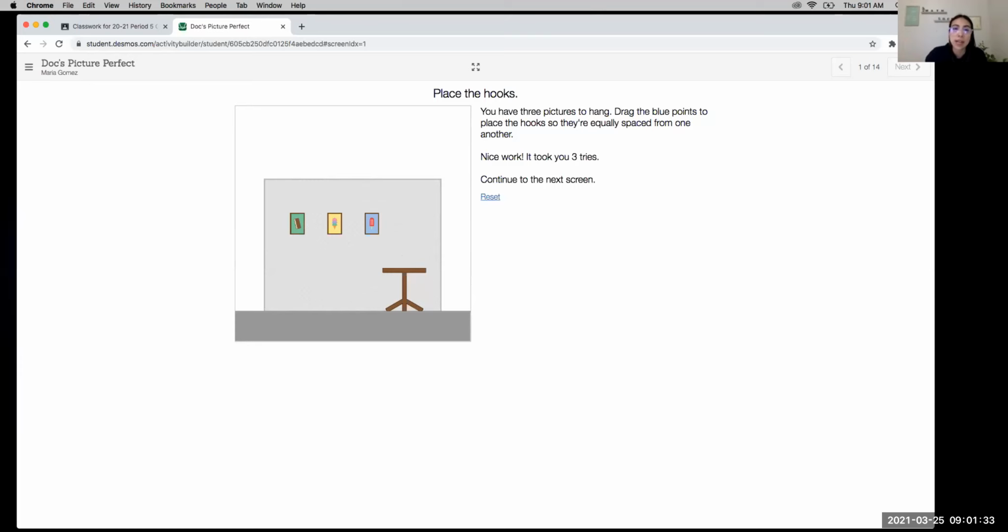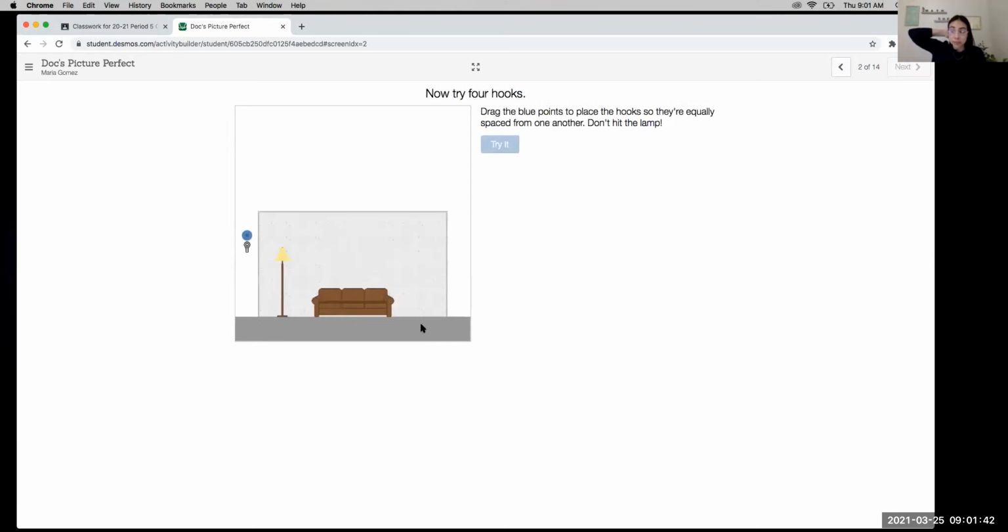I'm going to go ahead and open up the next slide, and we are going to have a new wall. So slide number 2 is open. We can go ahead and click on next. Slide number 2 gives us a new wall, and you actually have more hooks this time.